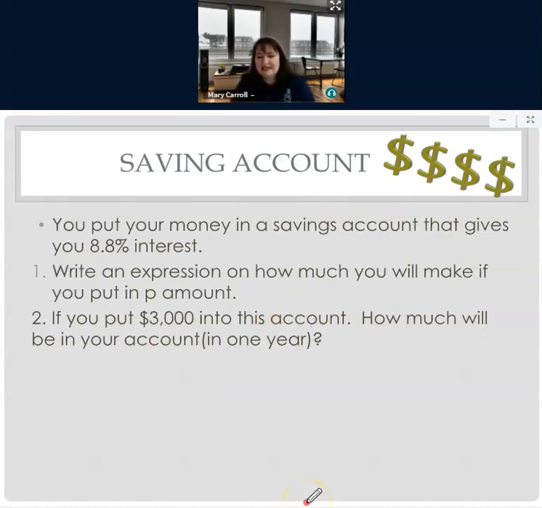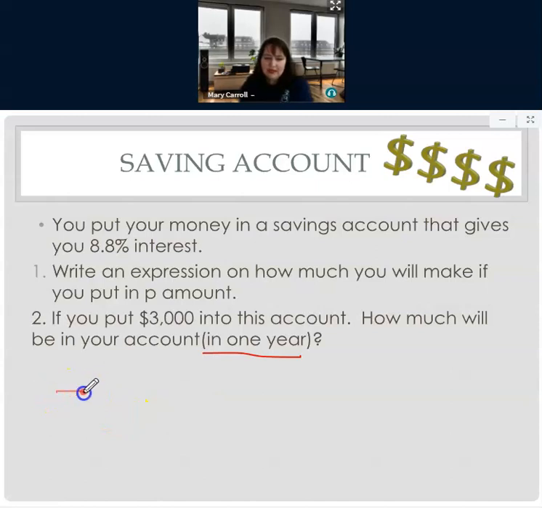You put money in a savings account that gives you an 8.8% interest. Write an expression of how much you will have if you put P amount in the account. Now, if you put 3,000 in the account, how much will be in the account, say, a year from now? The good news is this is just like the others, so just do it like you normally would. All right, pause the video and see if you can answer this one.